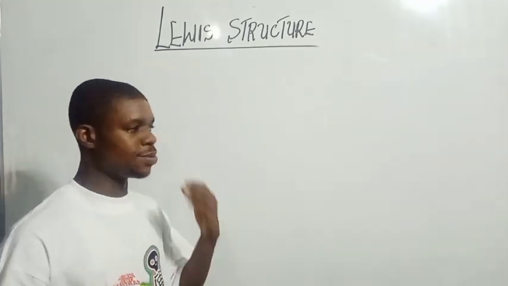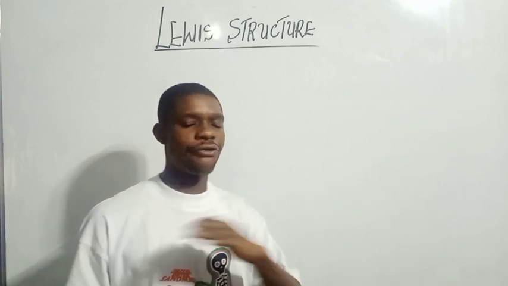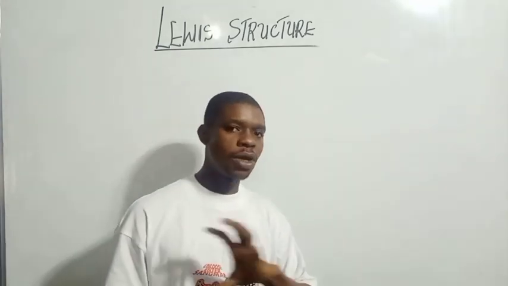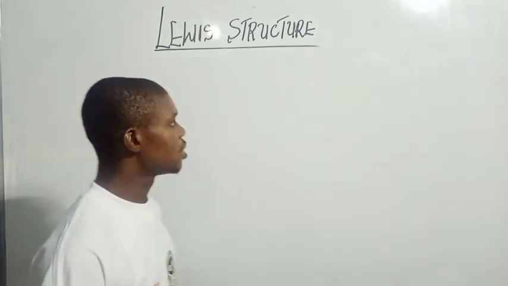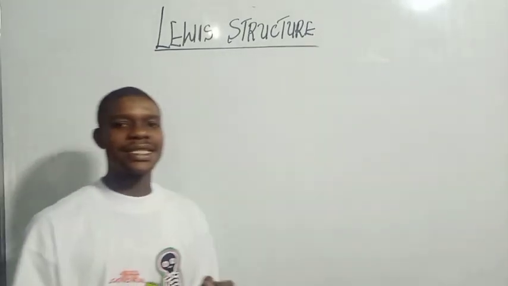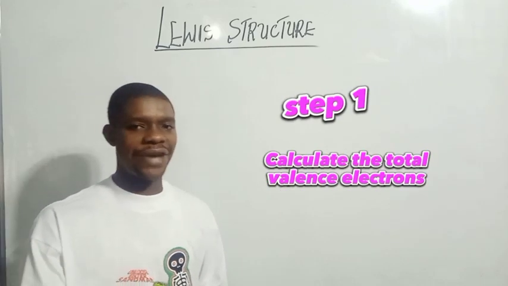By the end of this video, you should be able to draw the Lewis structure of any compound or any molecule at all. Then you should know how to calculate formal charge. So step one is that you should calculate the total valence electrons.